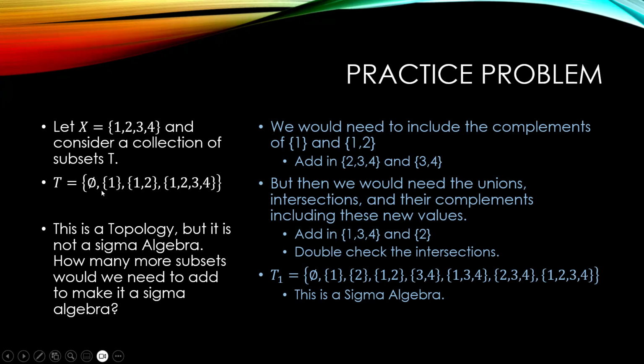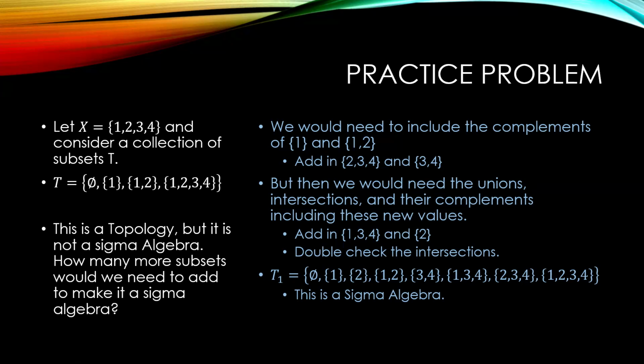If we have {1}, {1, 2}, {2, 3, 4}, and {3, 4}, well, we could take {1} and {3, 4}, and that would give us {1, 3, 4}. So we have to have {1, 3, 4} included in this set. We would also need the complement of {1, 3, 4}, which would be {2}. Now we get our sigma algebra: the empty set, {1}, {2}, {1, 2}, {3, 4}, {1, 3, 4}, {2, 3, 4}, and {1, 2, 3, 4}. This would be a sigma algebra, which would include this topology within it.